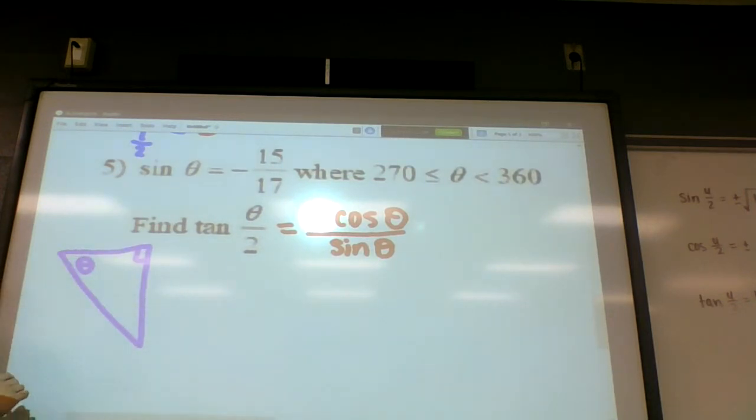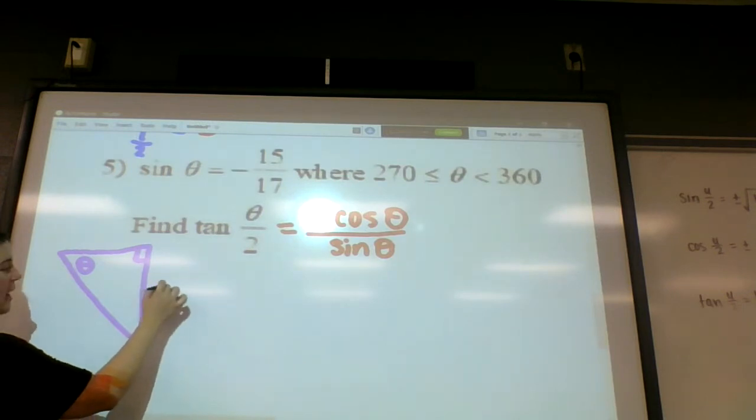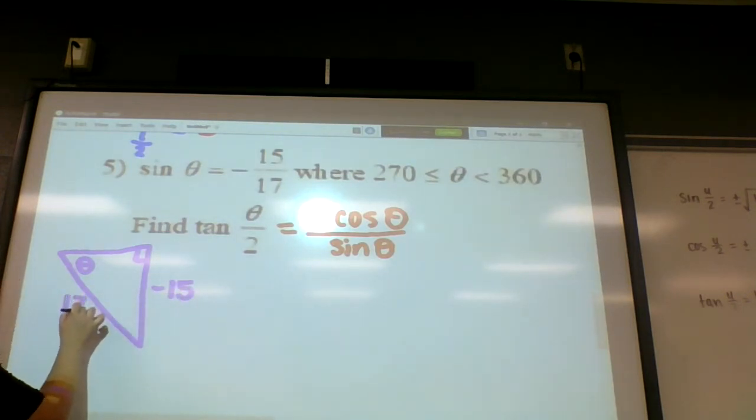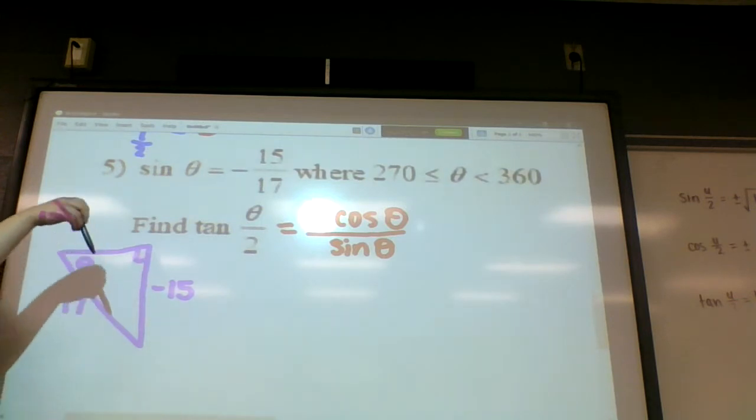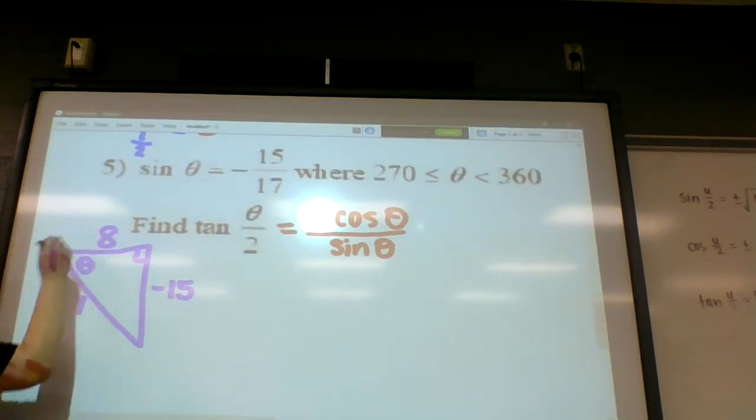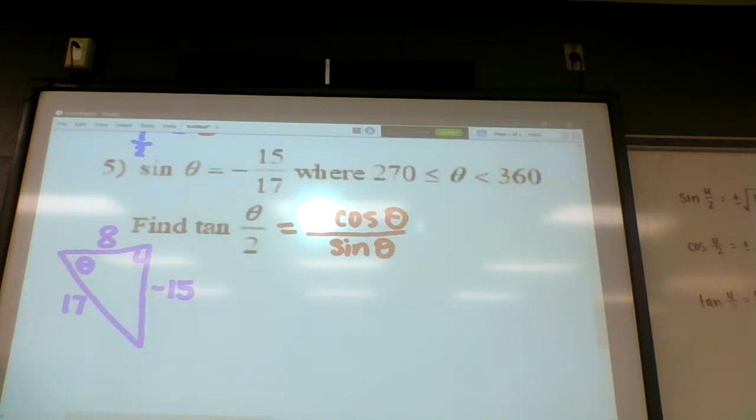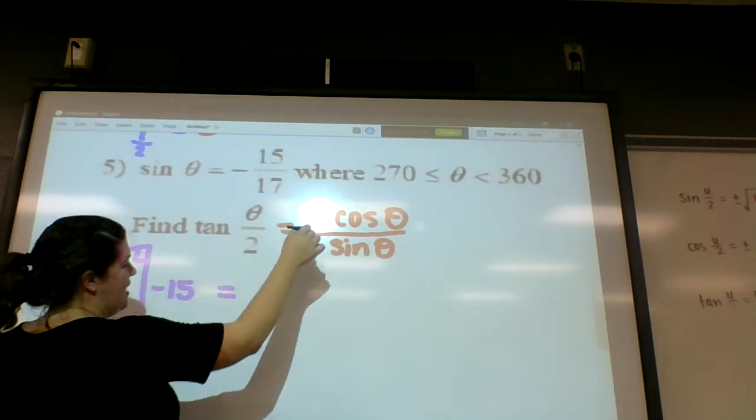Sine is what over what? Opposite over hypotenuse. The negative will go with the opposite because technically that's a y value and it's going down from the x-axis. And then anybody know off the top of their head what the adjacent is? 8. It's a Pythagorean triple. If you don't know, you can use the Pythagorean theorem. So if all else fails, Pythagorean theorem. Is the 8 positive or negative? It is positive, because if you think about this is where the origin is, that would be positive x, negative y. All right, so we're good to go ahead and start filling things in.